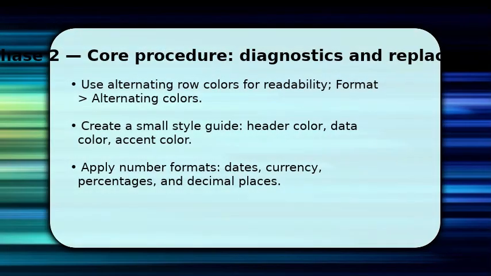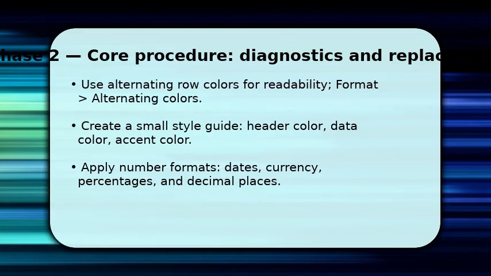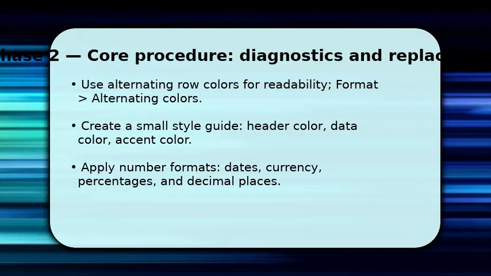You now build consistent structure. Apply alternating row colors so readers track rows easily, especially in long tables. Then create a tiny style guide, pick one header color, one data color, and one accent color, and stick to it across sheets for visual hierarchy.